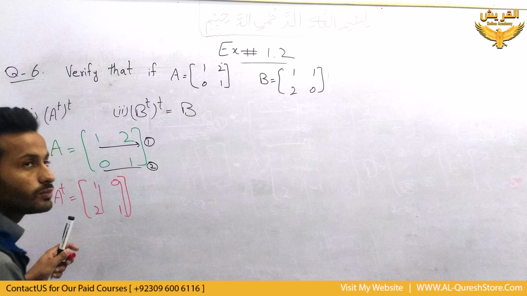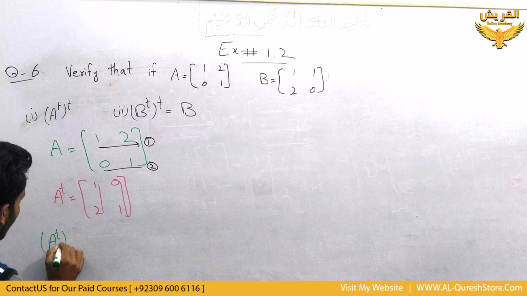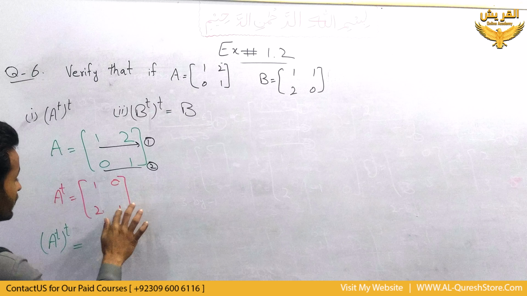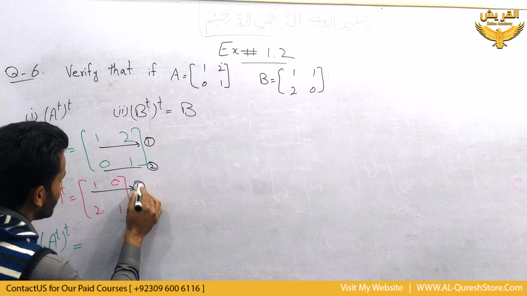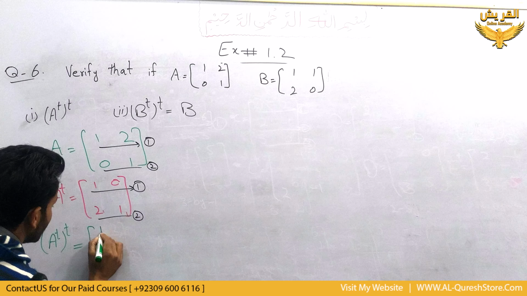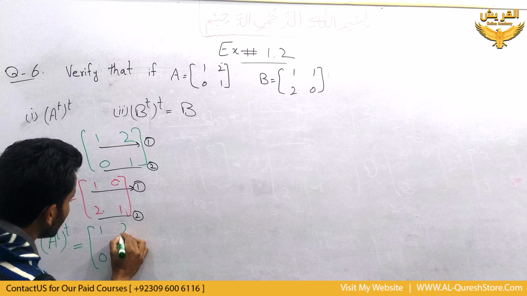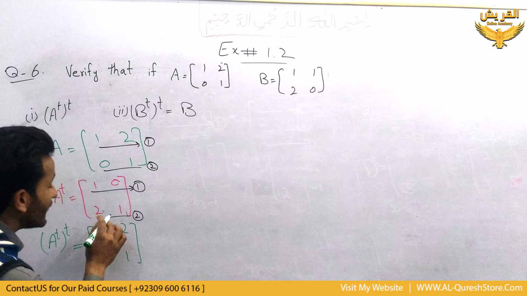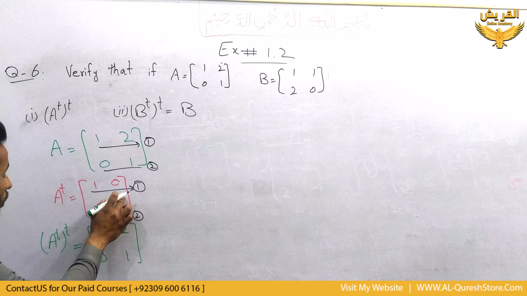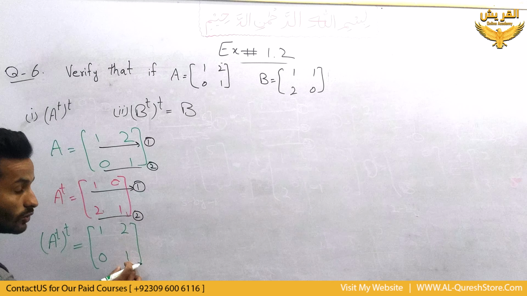Now taking another transpose of A transpose, its rows change into columns and columns change into rows. First row changes into first column and second row changes into second column. First row is 1, 0, which becomes the first column 1, 0. Second row is 2, 1, which changes into the second column having entries 2 and 1.